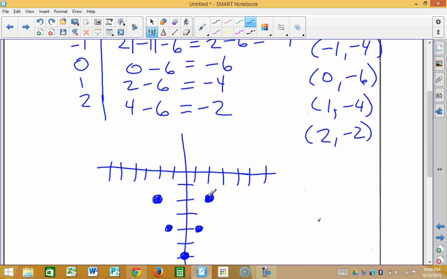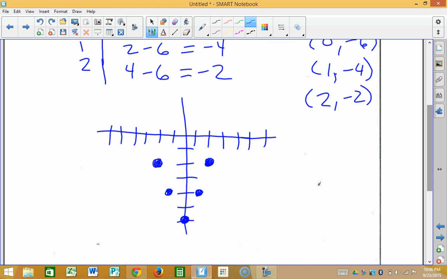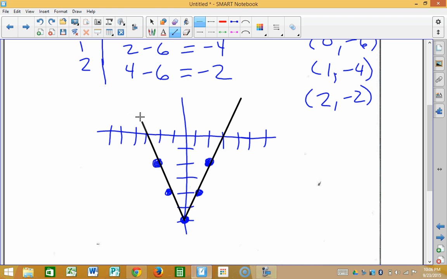So you can see where the tip of the V is. Connect this up with a straight line, as straight as you can make it. A ruler would be very helpful in making these straight. I can cheat a little bit. I actually have a line function here. That looks much better. Okay, so there's our absolute value graph.